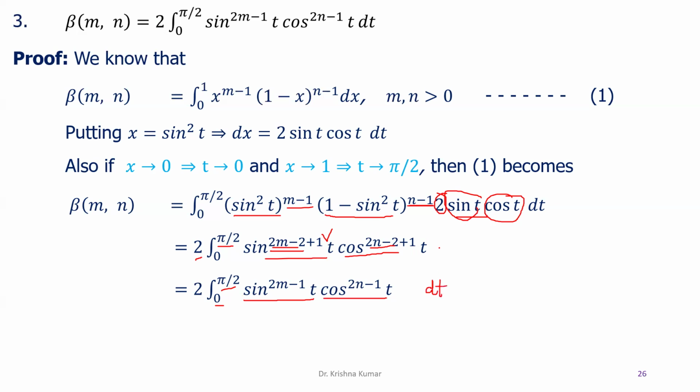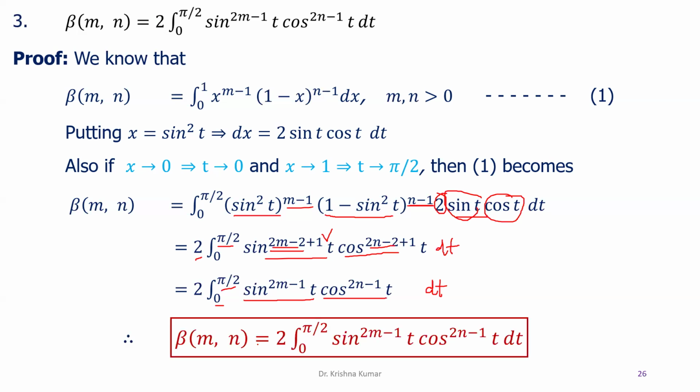Dt was missed over here. So dt is always there. Therefore, beta of mn is equal to 2 times integration of sine to the power 2m minus 1 t into cos to the power 2n minus 1 t under the limit 0 to pi by 2 with respect to t.